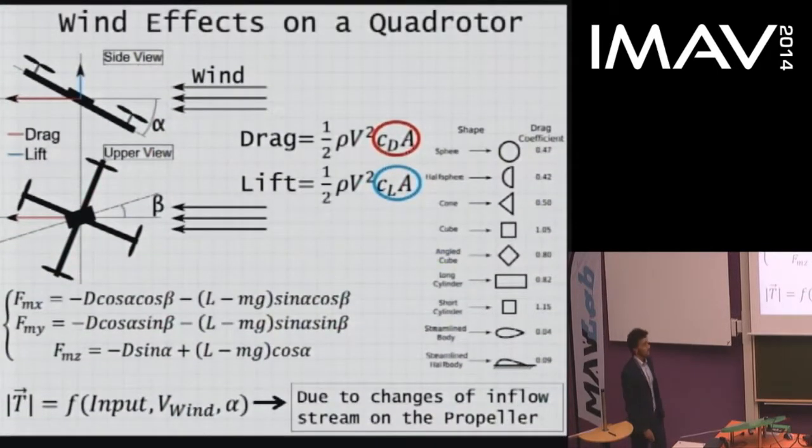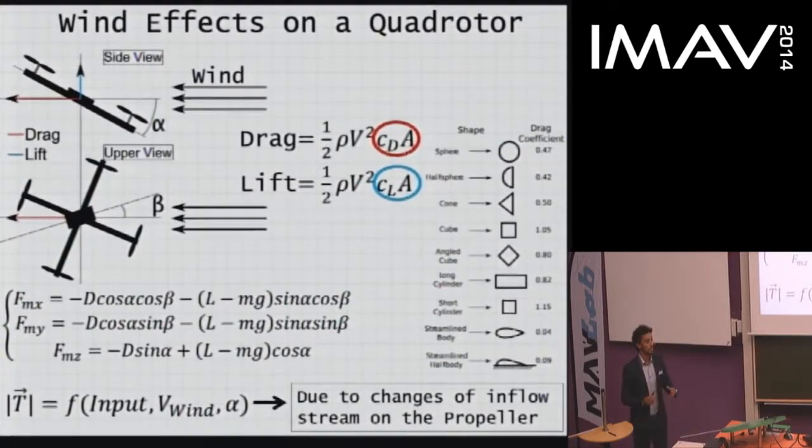To understand wind effects on a quadrotor, this is a picture that I've used because I think it's intuitive. If there is wind, the quadrotor is subjected to two main forces, drag and lift. They have the same expression, but they are perpendicular to each other. If this is the quadrotor facing you and the wind is coming in this direction, the lift is perpendicular to the flow and the drag is in the direction of the wind. Both have the same expression, but the drag coefficient and the lift coefficient are different.